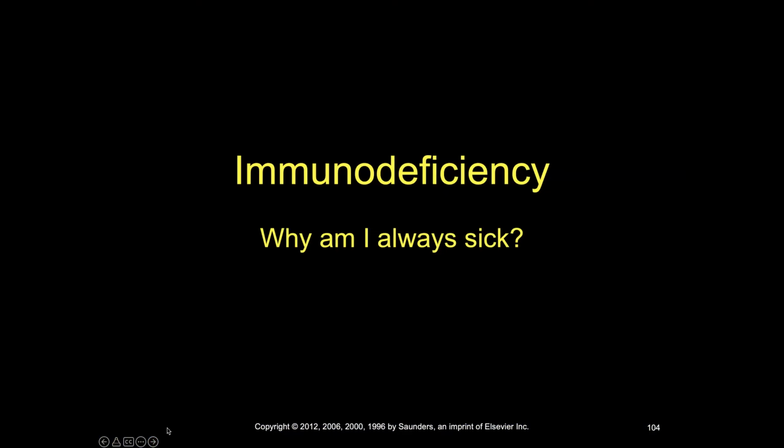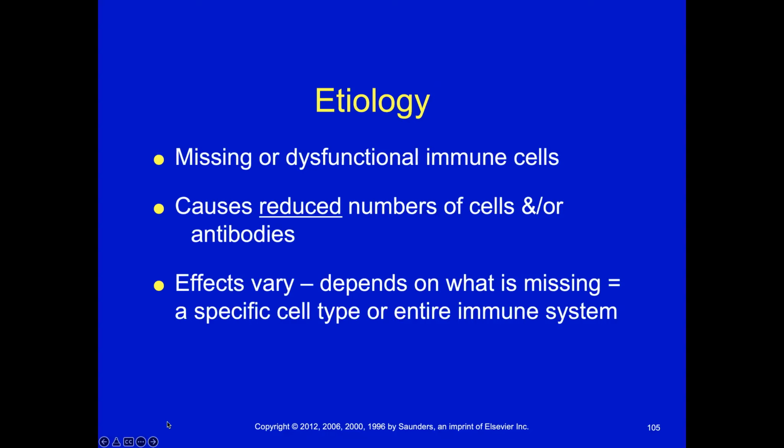So moving on to immunodeficiency. Why am I always sick? Well, something's wrong with the immune system, and that could be a variety of things. Basically, something's missing or something's dysfunctional with the immune cells. When this happens, you will have either reduced numbers of immune cells and/or needed antibodies. The effects of immunodeficiency can vary, and it really depends on what is missing. Is it a specific cell type, or is it an entire immune system or branch of an immune system?